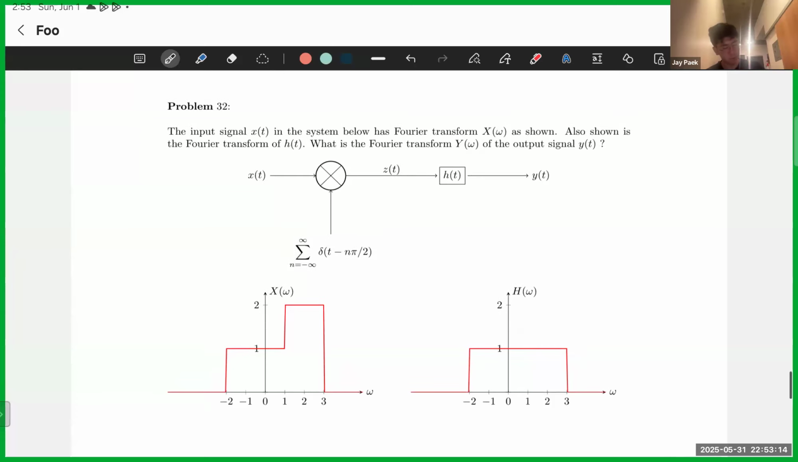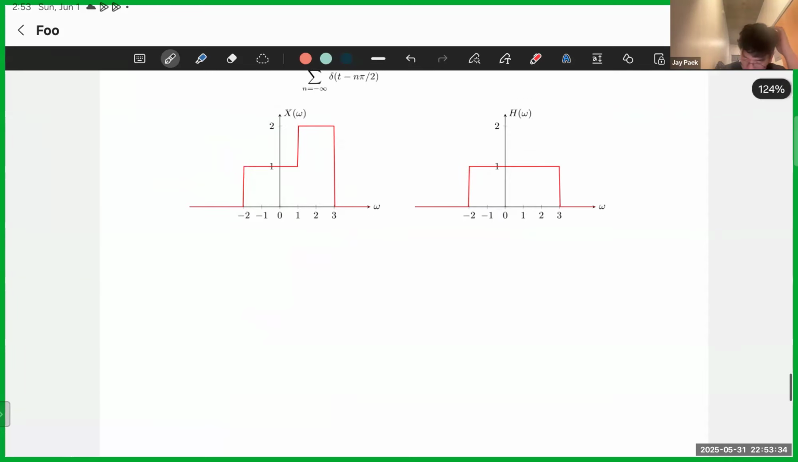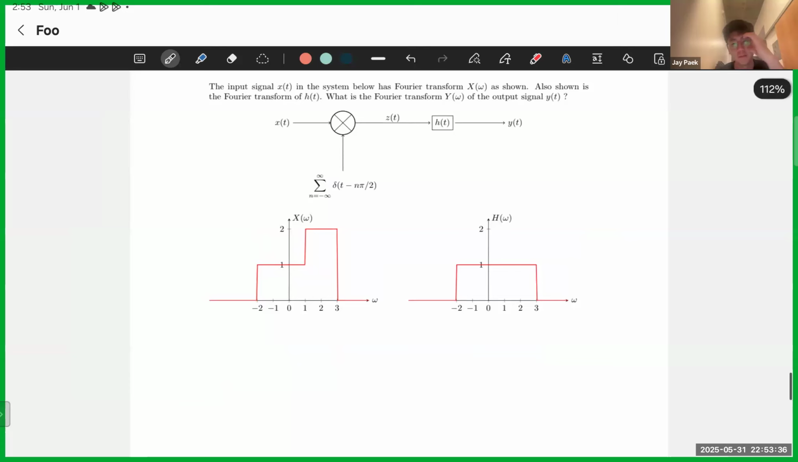All right, 33 to 34, 35. 5 more problems. The input signal x of t in the system below has Fourier transform x of omega, and also the Fourier transform h of t. What is the Fourier transform y of omega of the output signal? This is clearly a sampling problem, so let's take a look at it.